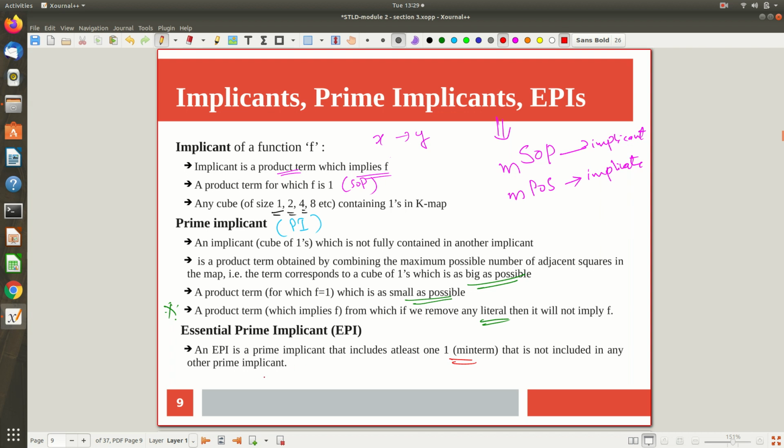So an essential prime implicant must be there in the minimum sum of product expression, the minimized one. So if all the essential prime implicants together can cover all the ones, then that is enough. That minimum sum of product will be the minimized one. But sometimes it is not the case. We will see that also. Maybe let me pause and explain.